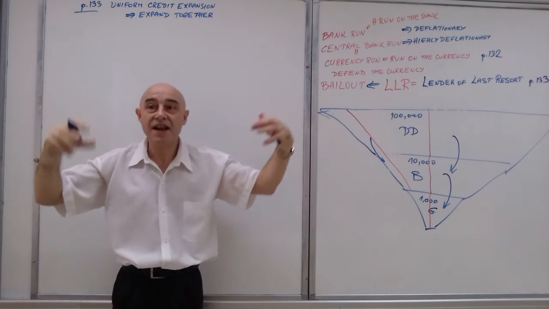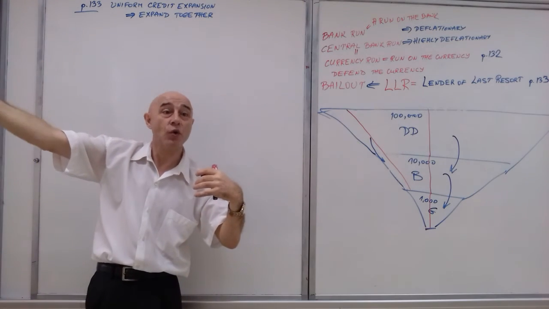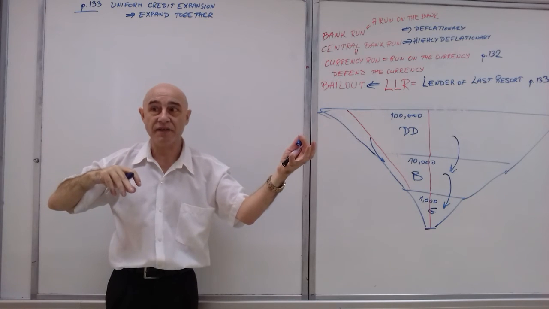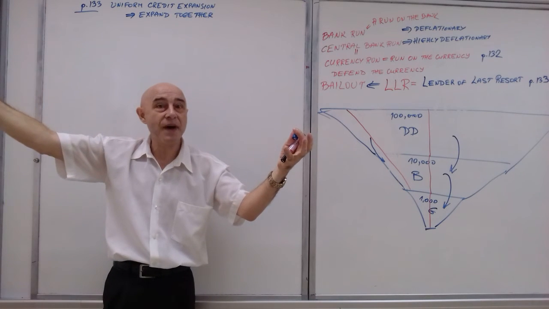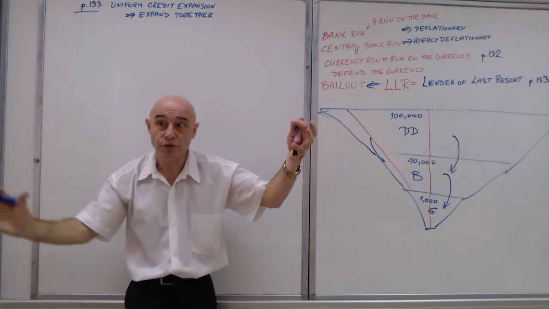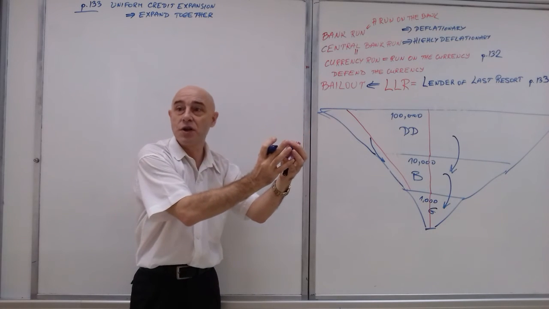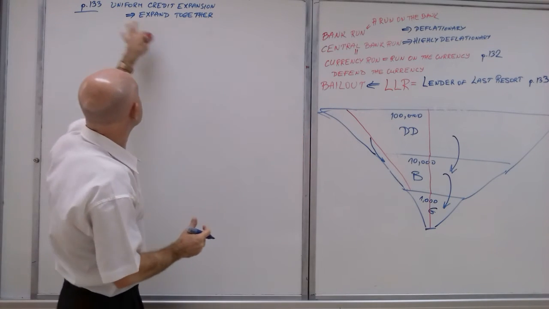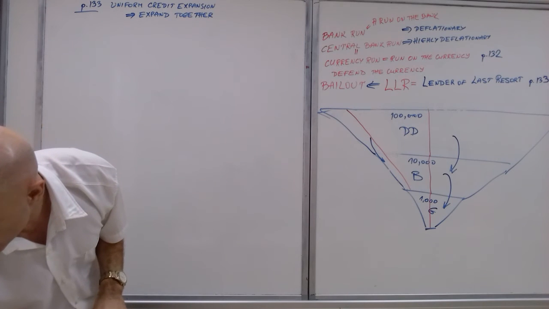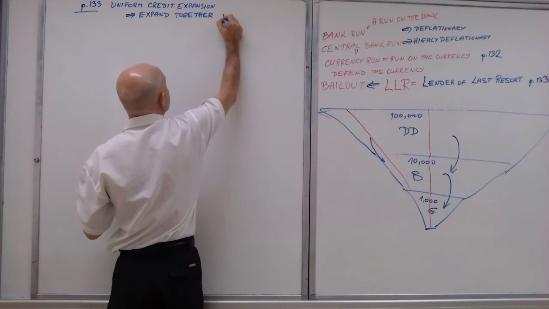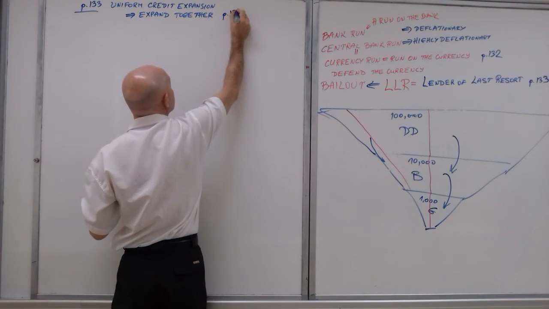You won't have the case where one commercial bank will expand with 25 and another with 5. If that's the case, the fast expanding commercial bank will lose reserves to the slow expanding commercial bank. So they expand together. That's page 133.